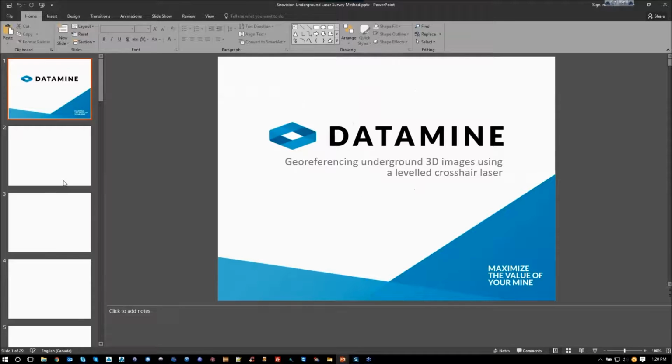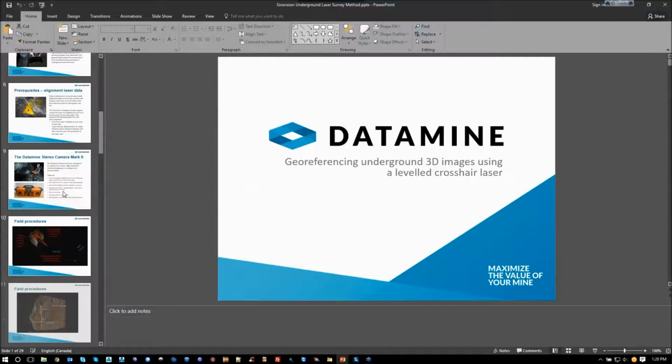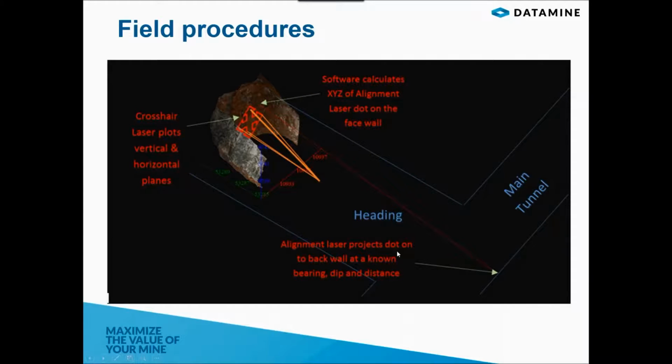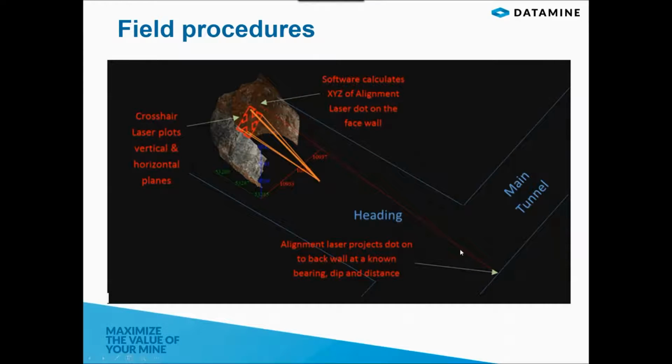I'm going to show you these before I go. So the way it works is that you have your heading, your main tunnel, and an alignment laser projects a dot on the back wall at a known bearing, dip, and distance, and then that gets projected to the face. You then have your vertical and horizontal crosshairs here, and using your location of the wall to the face and this, you can georeference the images very easily.